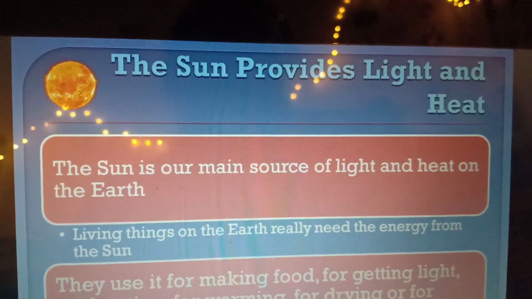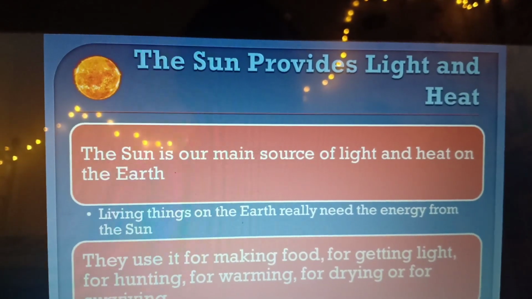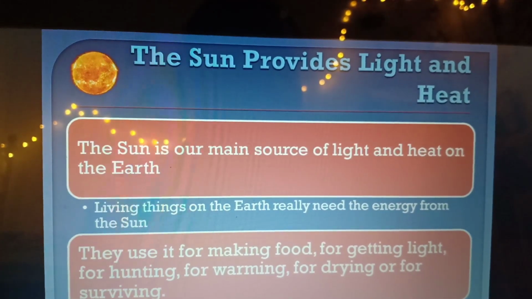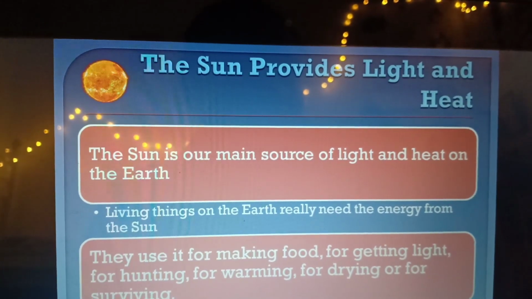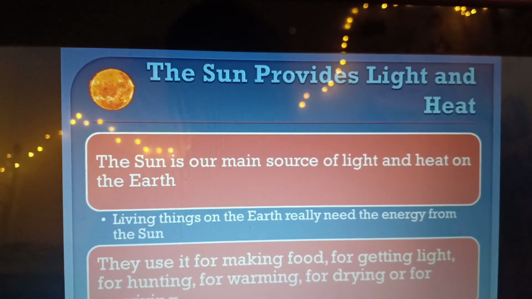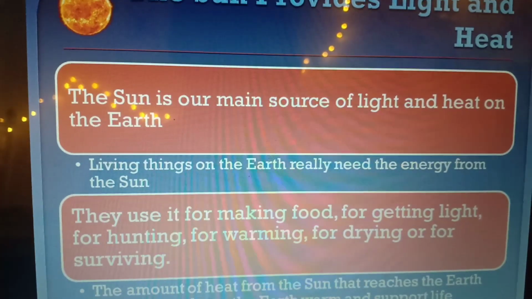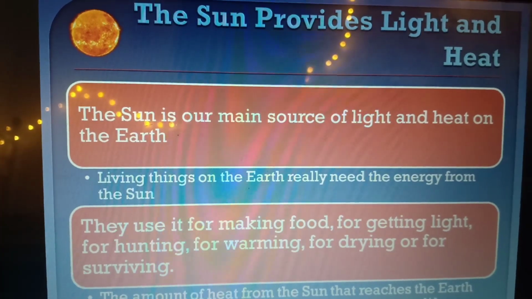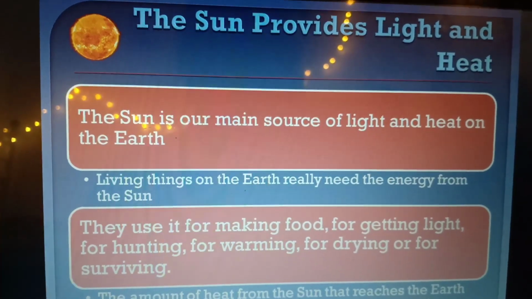Okay, the first topic is the sun provides light and heat. As you know, we have talked about light and heat in a previous chapter, and we have already discussed the uses and also some effects that can be gathered if we gather the light and heat, especially from the sun. Remember, the sun is our main source of light and heat on the earth. Without the sun, we cannot gather the light and the heat naturally.